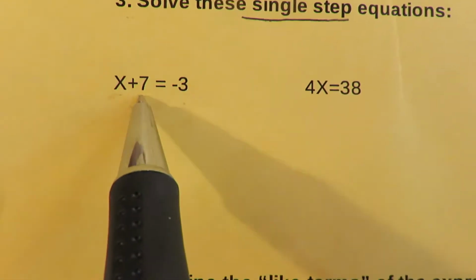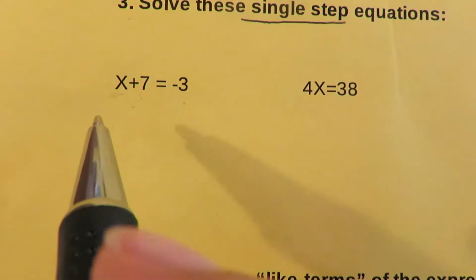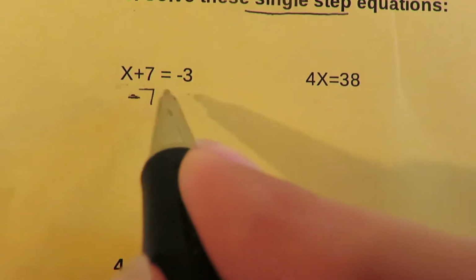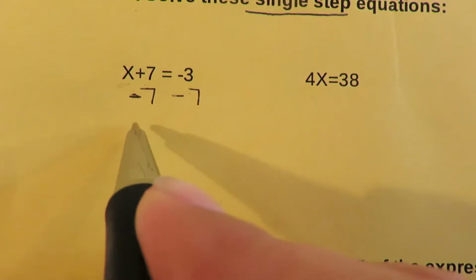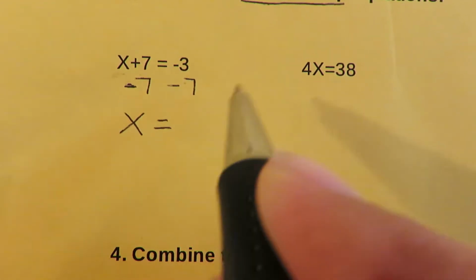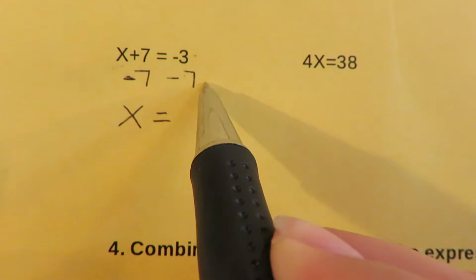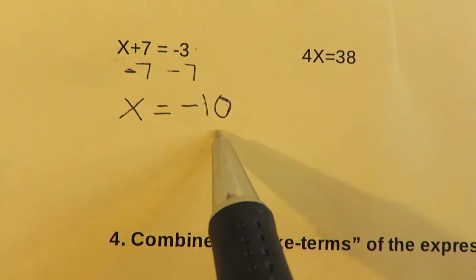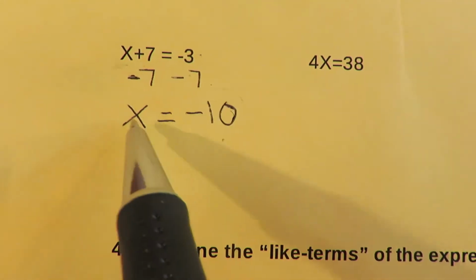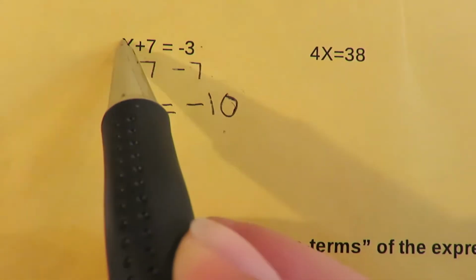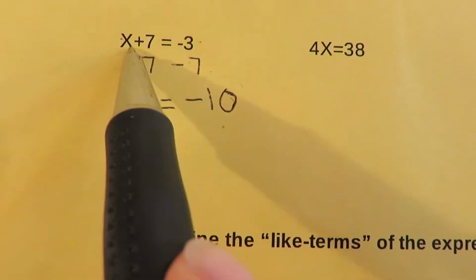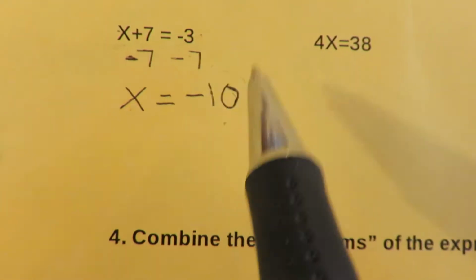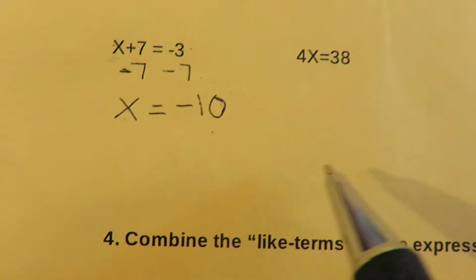So here I have x plus 7, and I want to get rid of that plus 7. The opposite of adding 7 is subtracting 7, so I'm going to subtract 7 from both sides. That means I've just got x left over here, and on this side I have negative 3 minus 7, which is negative 10. And remember, you can always check your answer. If I have negative 10 as my answer, I can just go up here and plug in negative 10. Is it true that negative 10 plus 7 equals negative 3? That is true, so that means I have solved correctly.